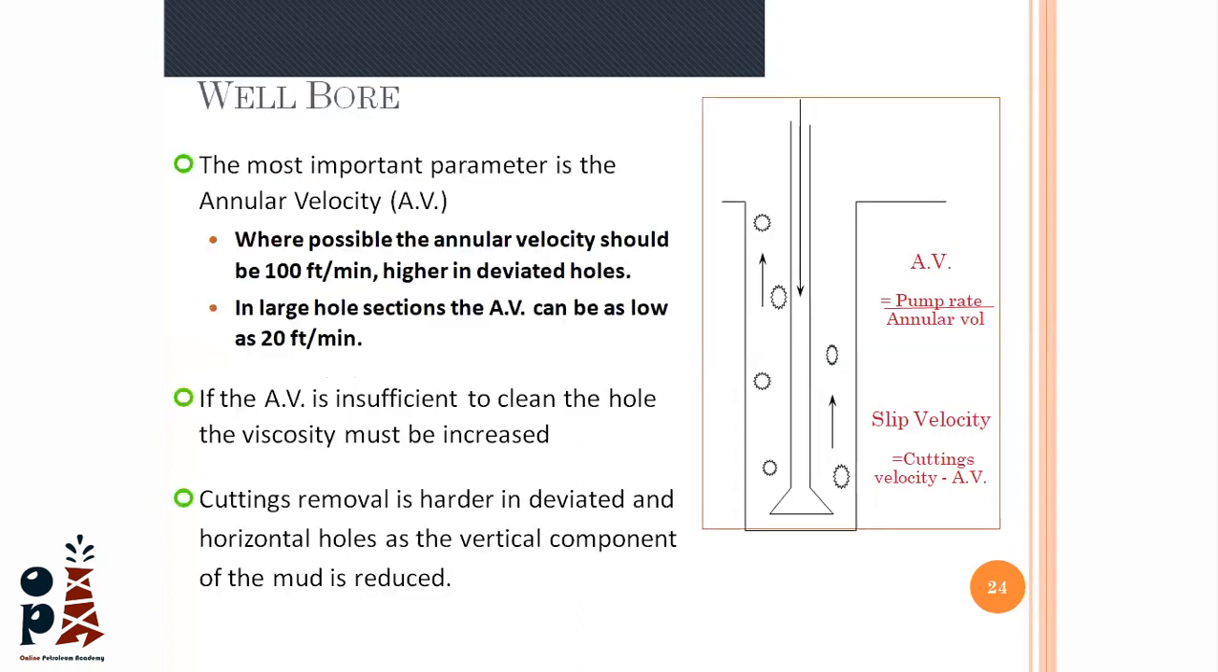Okay, guys, we talk about the annular velocity, and we said that the annular velocity is the most important parameter for hole cleaning, and we use around 100 feet per minute or higher in the deviated holes. And in the large sections, as I said to you, in the top sections, the annular velocity will be decreased because of the higher annular volume. So it will be around per minute. So we have to depend on the viscosity, as I said to you.